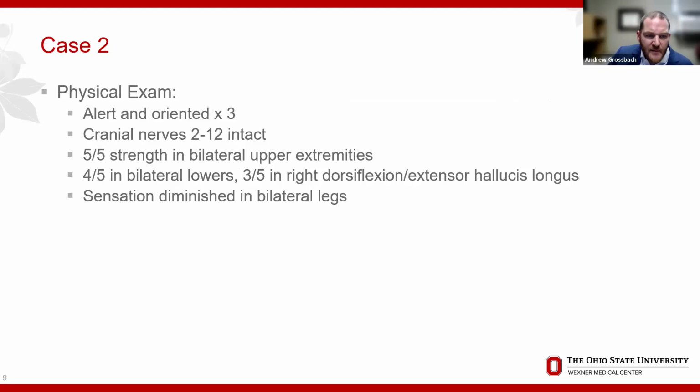So her exam, she's intact in the uppers and the lower extremities, diffusely 4 out of 5. She has some 3 out of 5 dorsiflexion EHL on the right, so a little bit of right foot drop, some diminished sensation in the legs.